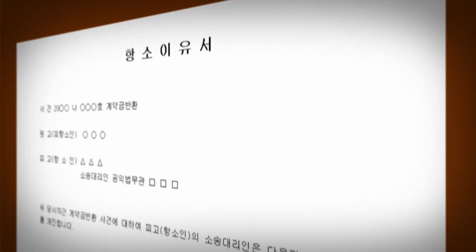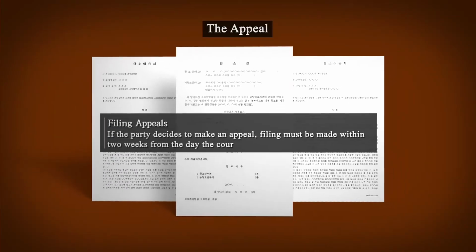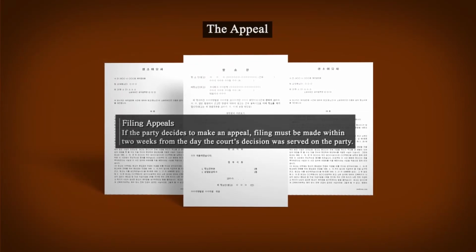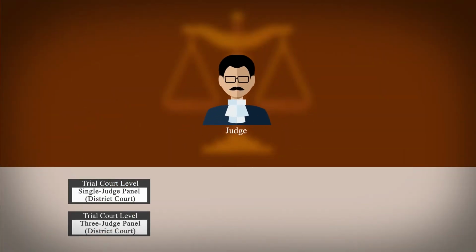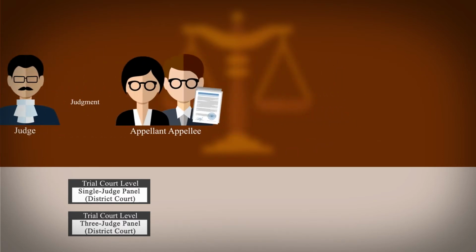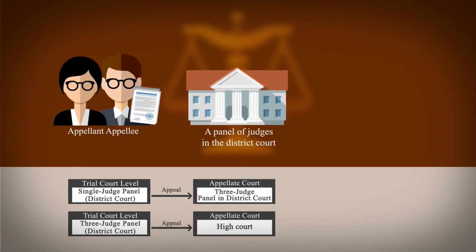Parties not willing to accept the court's decision or the fact-finding of the court can take action to make an appeal. If the party decides to make an appeal, filing must be made within 2 weeks from the day the court's decision was served on the party. In Korea, appeals are generally handled in the high courts. However, when the amount in controversy does not exceed 200 million Korean won, then a single judge panel working in the appellate division of the district court will decide the matter. Overall, the appeals proceedings are very similar to the trial proceedings, and the parties are given the opportunity to present new allegations or evidence at this level.